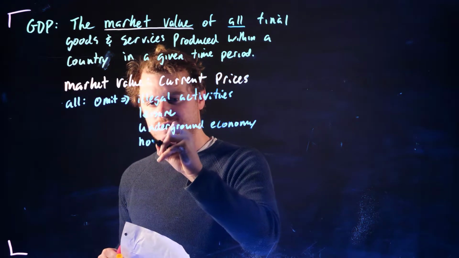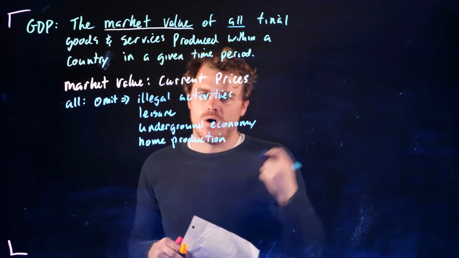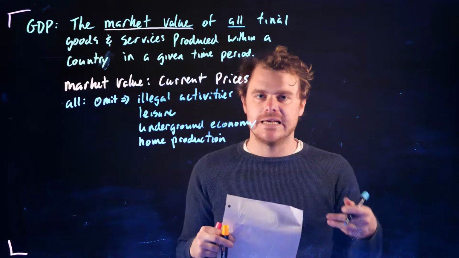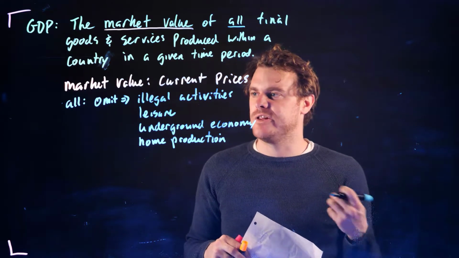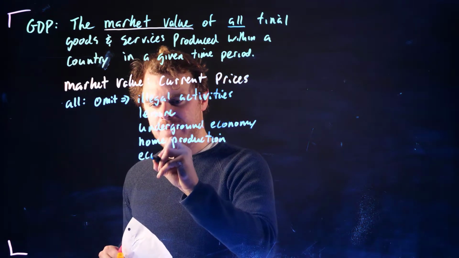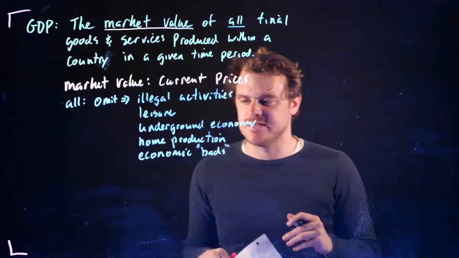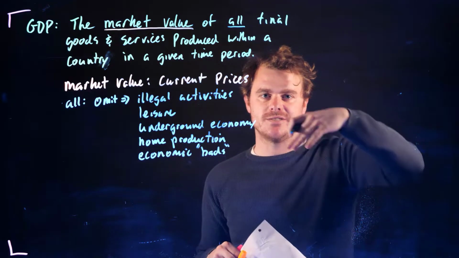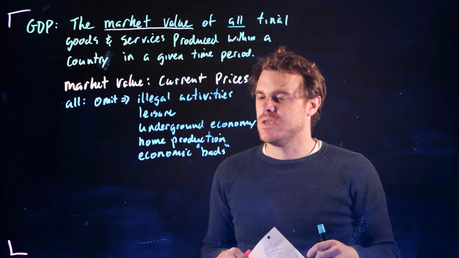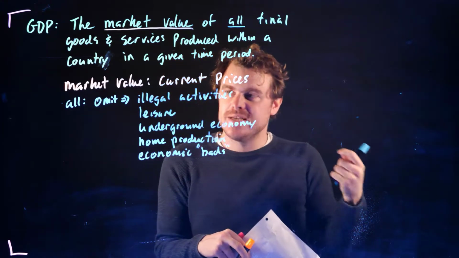It's not going to include home production. All the work you do at home, whether that's the work on your house or your apartment, the cleaning or the painting, if you hired someone else to do it, that would be included in GDP. But if you do it yourself, that's not going to be included. Finally, economic bads. Things like pollution, that's not going to be included in GDP. It's not going to be subtracted from GDP. It's not taking into account those economic bads. So even though we said all final goods and services, we are excluding certain things that we might place value on.